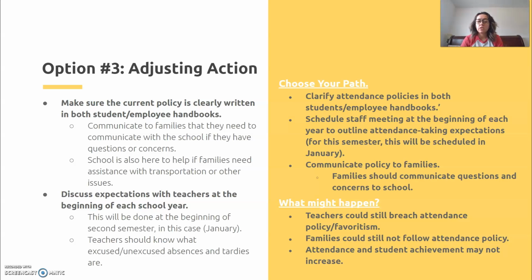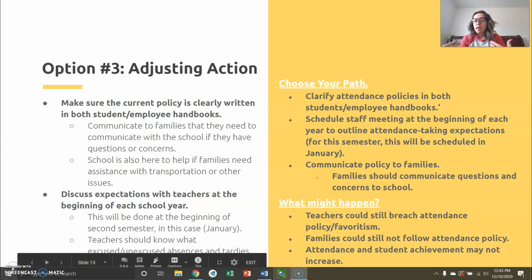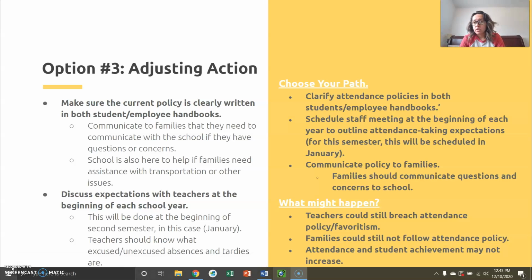Teachers should know what excused and unexcused absences and tardies are. Teachers would only learn what these expectations are through a meeting done at the beginning of each school year, and in this case, done at the beginning of the second semester. So obviously, this is the path I would choose as a school leader, and those would be my steps. Clarifying the attendance policy in both handbooks, scheduling that staff meeting at the beginning of each year, or in this case at the beginning of the second semester, and communicating those policies to families and supporting them where they might need.